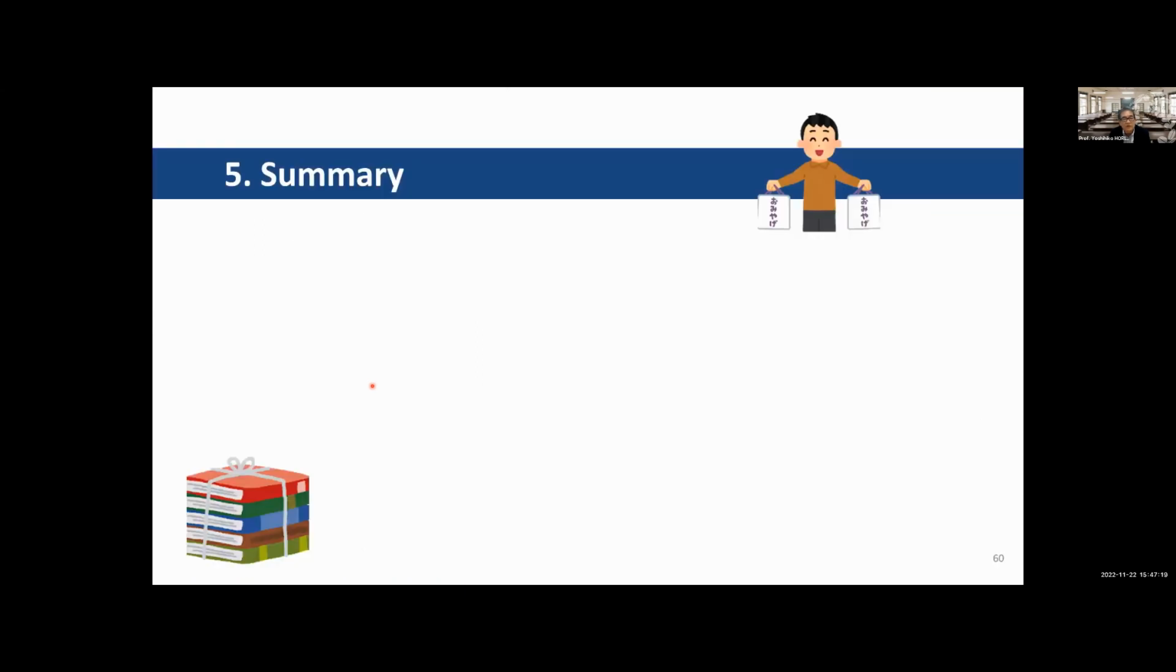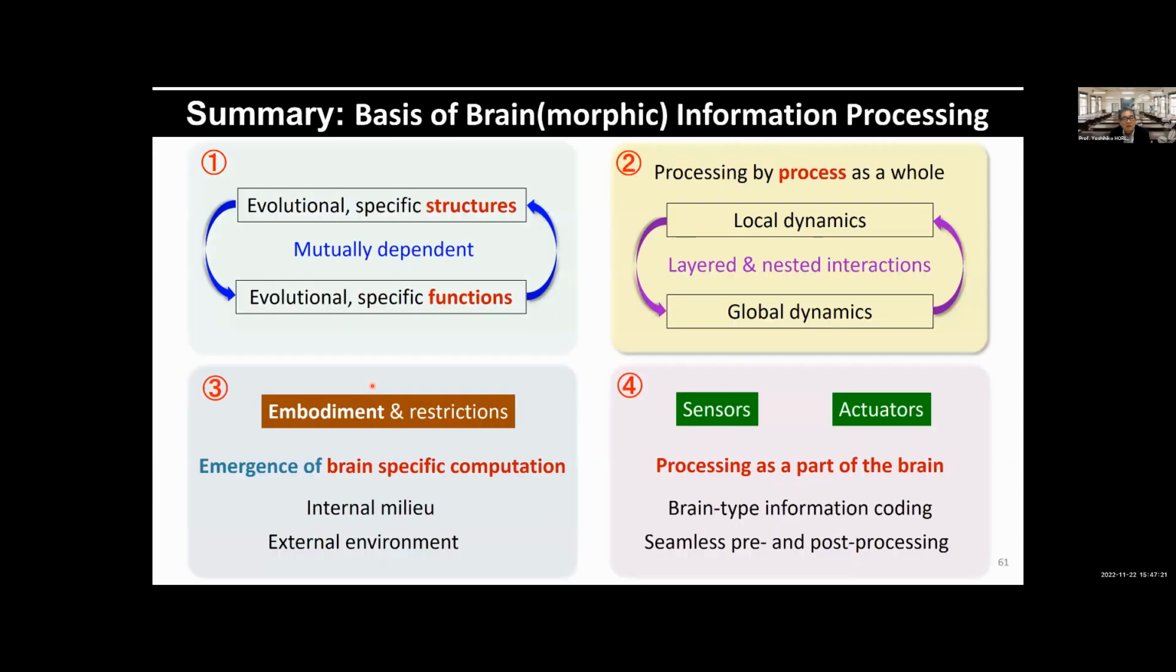So let me give you a summary. Sorry, I showed you some basics of brain or brainmorphic information processing. One is the structure and function mutual dependency, processing by process, and embodiment, and sensors and actuators should be brainmorphic also.